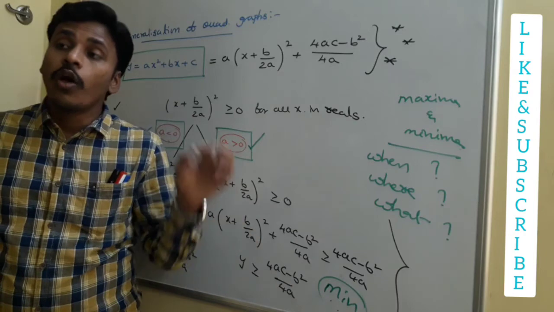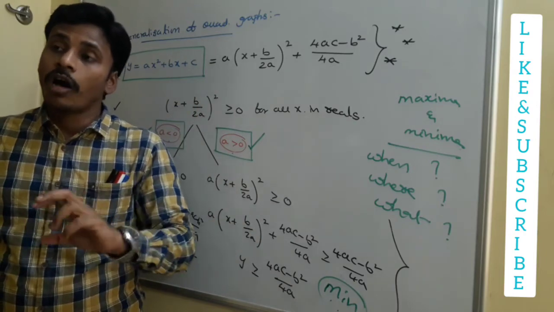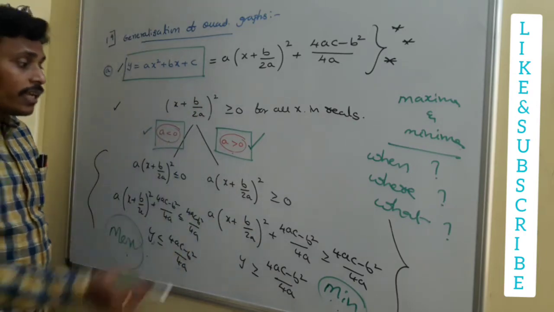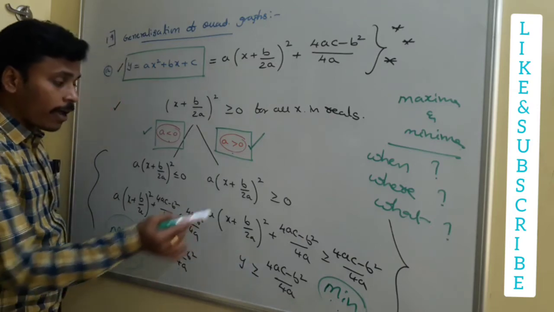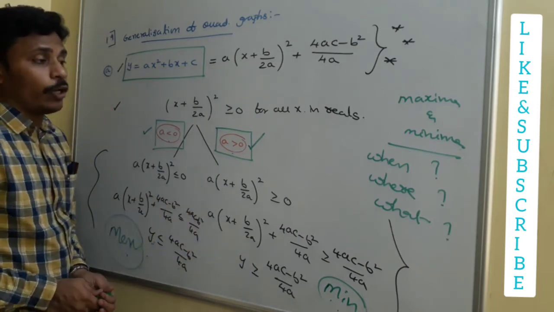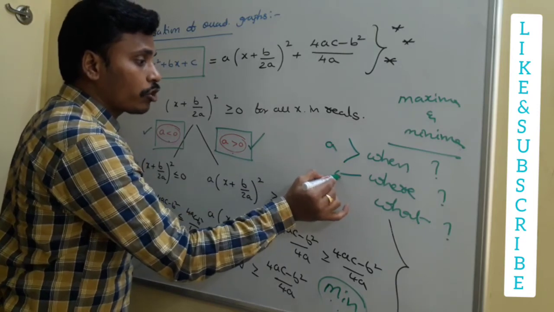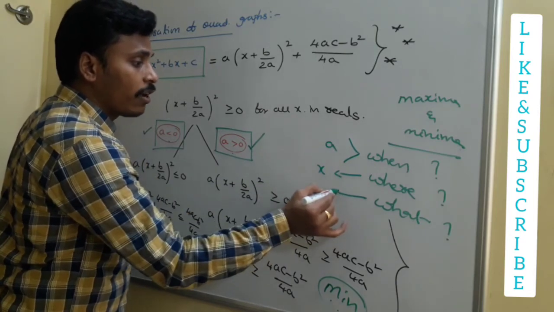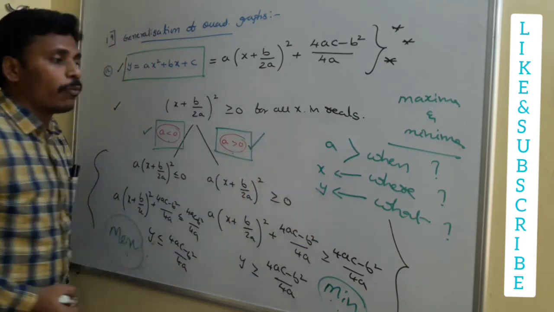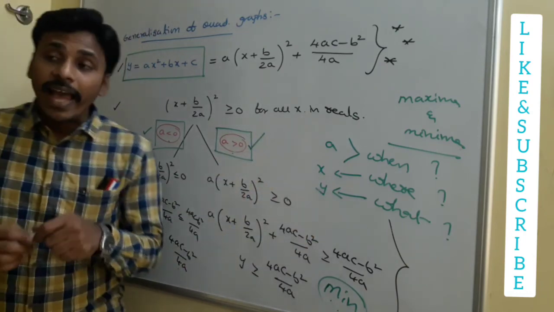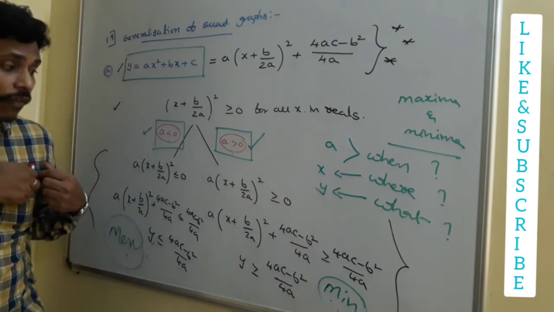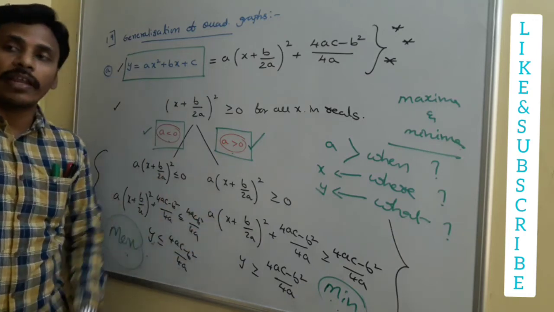Then if anybody asks where it has a minima or maxima, it has a minima or maxima at x equals minus b by 2a. For the question when, you need to think about a. For the question where, you need to think about x. For the question what, you need to think about y. Where it has maxima and minima means at x equals minus b by 2a.